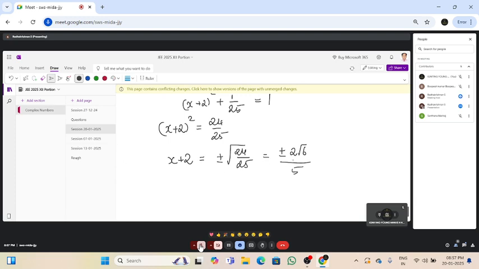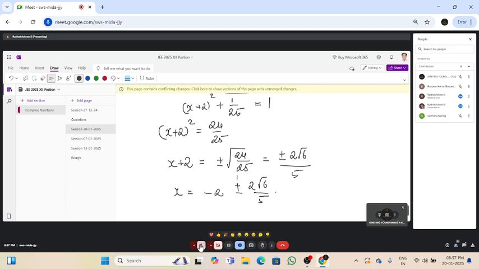So x plus 2 is plus or minus 2 root 6 by 5. So x equal to minus 2 plus or minus 2 root 6 by 5. So two values are there for x now. Minus 2 plus 2 root 6 by 5, minus 2 minus 2 root 6 by 5. So we got x and y. So we got z now.